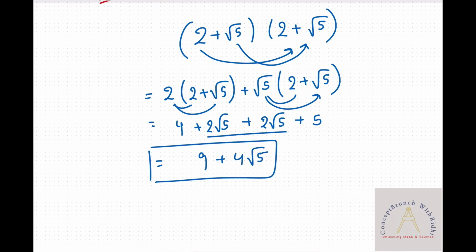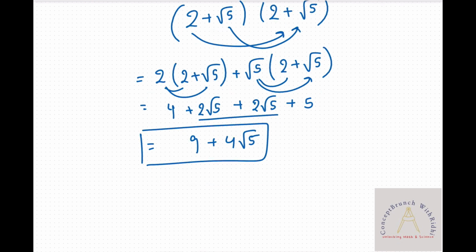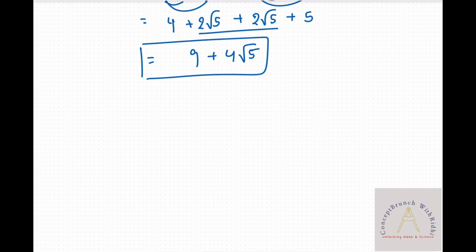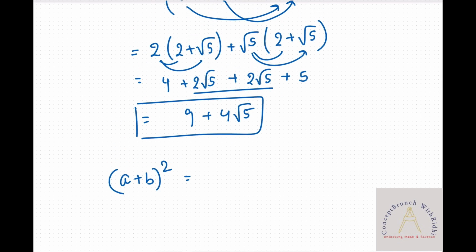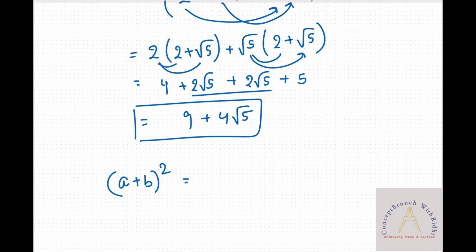We can do this question in another way as well. What is another way? Suppose we have the general term a plus b whole square. If you expand it, you'll get the same thing as we can see above. A pattern is there, right? What is the pattern here?